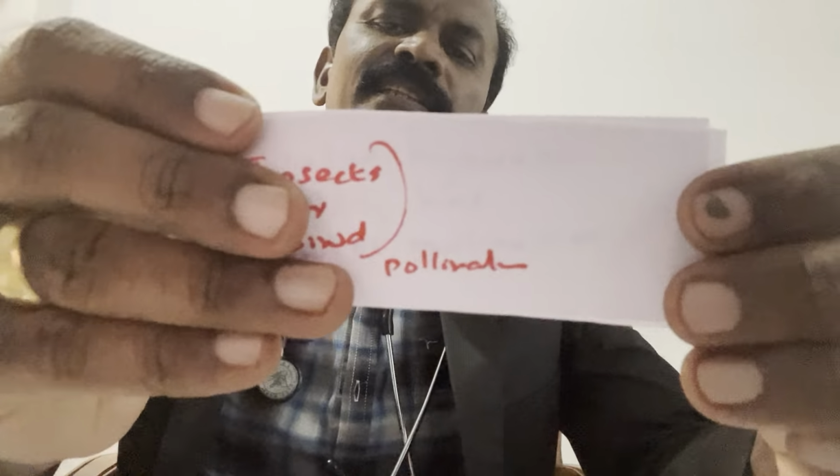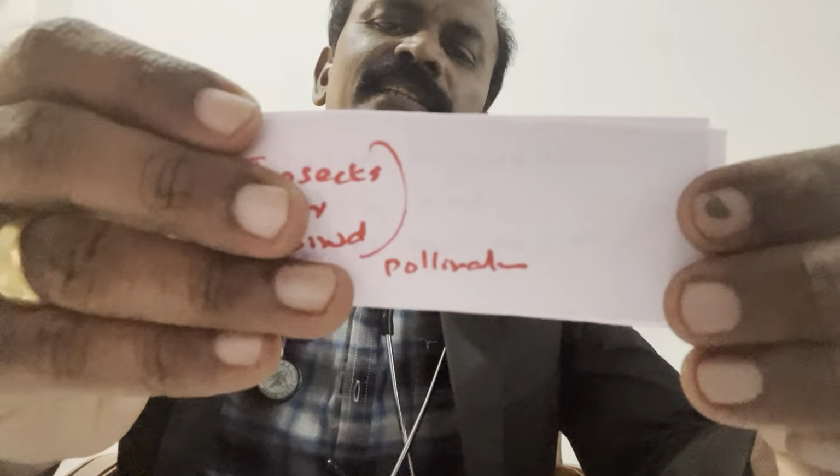Vallisneria is mostly by air pollination. True or false? Vallisneria is by water pollination. Hydrilla is mostly by water pollination. True or false? It is a true statement.